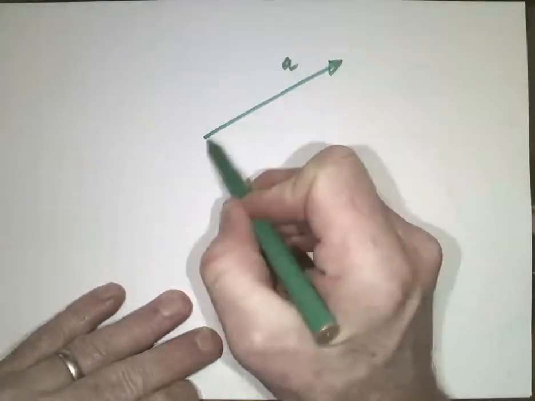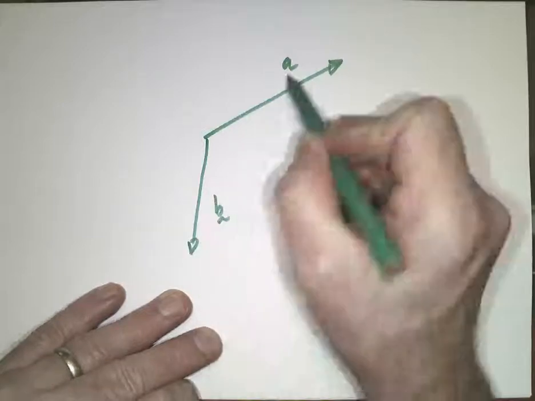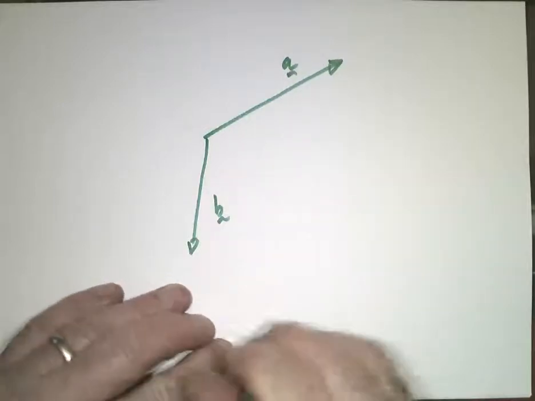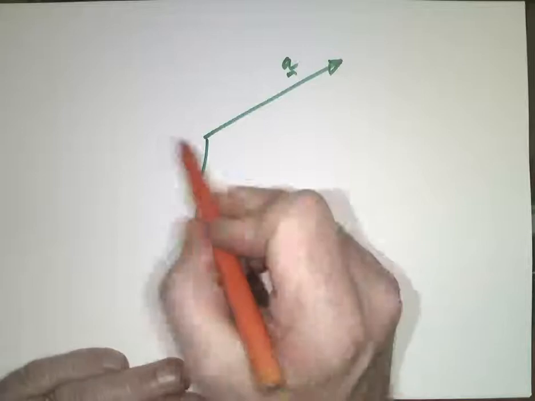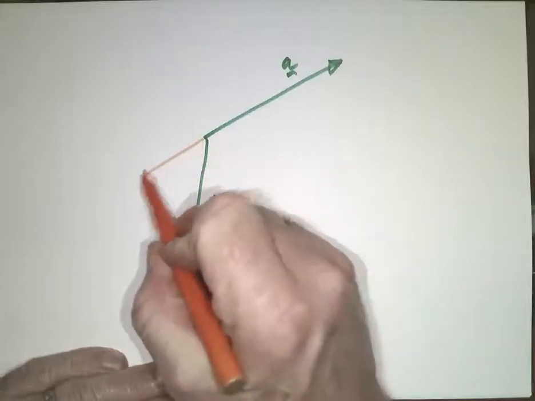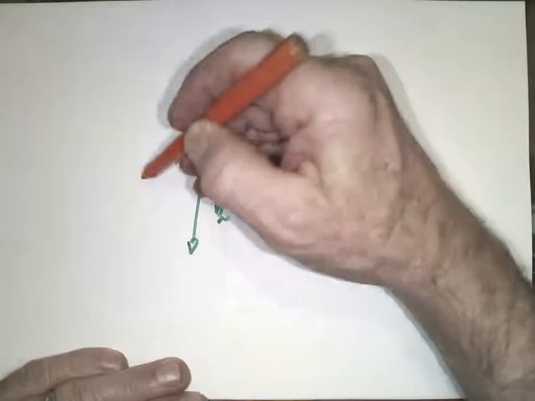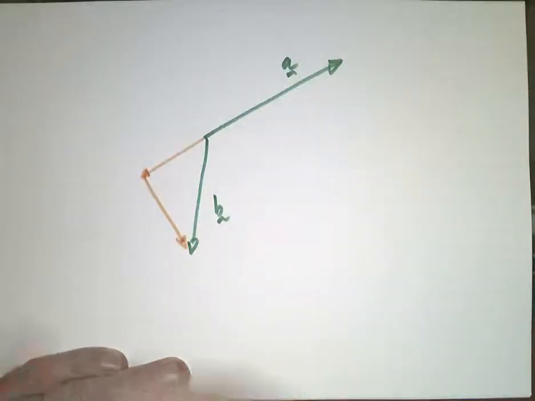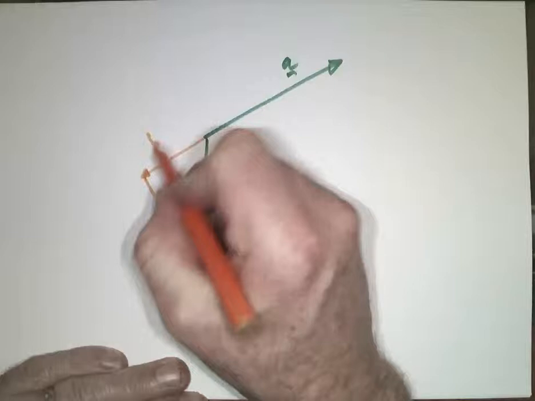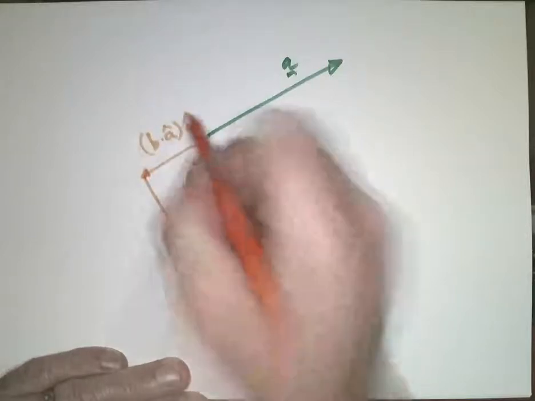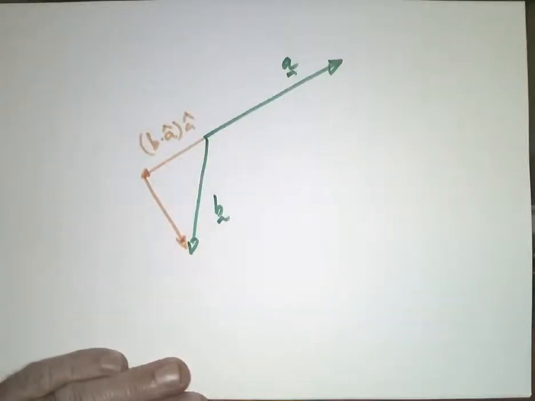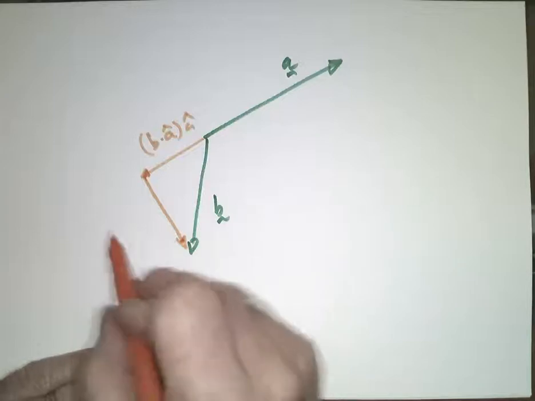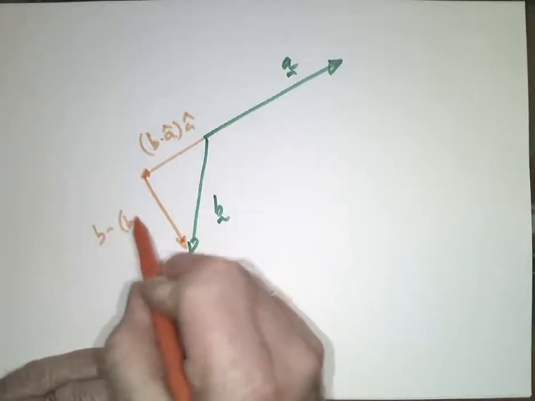What if the vectors were going in different directions? For example, if this was vector A and that was vector B, then there's a component of vector B that is in the same direction as A, and there's a component of vector B that is perpendicular to A. So that this would be B dot A hat, if I'm looking at the vector resolute, and this would be B minus B dot A hat.